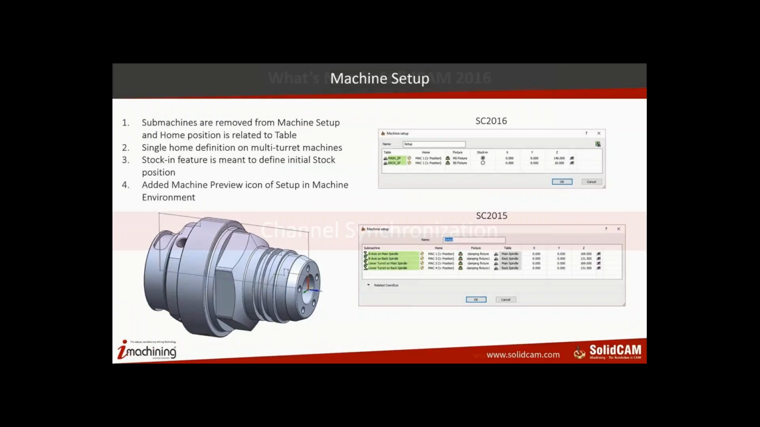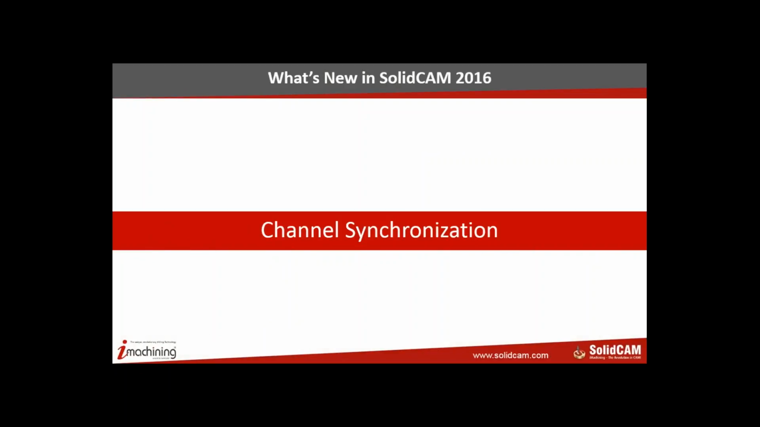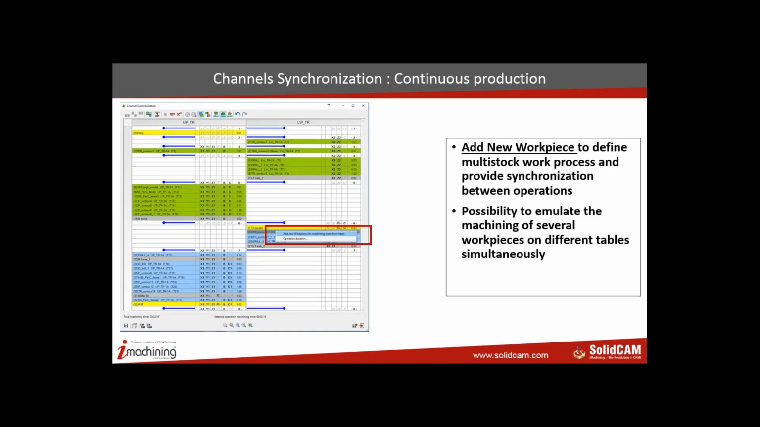Okay, that's where we were in the machine setup. Also in the mill-turn enhancements, we've improved the way the channel synchronization works. I'm briefly just going to show you a few slides here, just so you can see. I'm not going to go into any great detail. The channel synchronization has changed slightly, giving you better control over the various operations that's happening, so that you can synchronize your back spindle and your upper turret with your front spindle and your other turret. And to that end, you can add a new workpiece for multi-stock work, so you can show the two pieces on the machine at the same time.